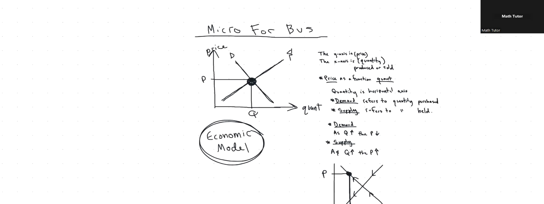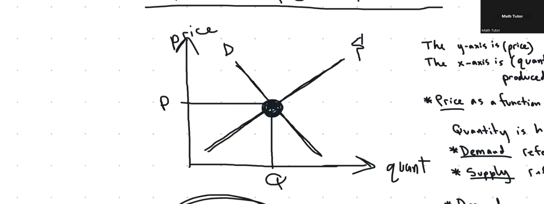So one of the most fundamental economic models is the basic supply and demand graph, the supply and demand model. We have that right here. It just looks like an X, but it is the first quadrant of the XY axes. Horizontal is quantity, vertical is price, and we have two straight lines, the demand curve and the supply line.